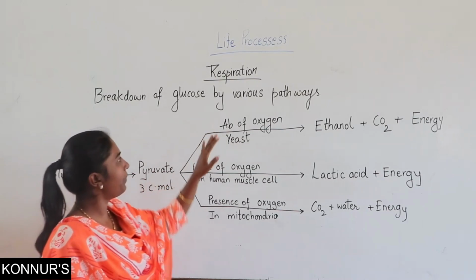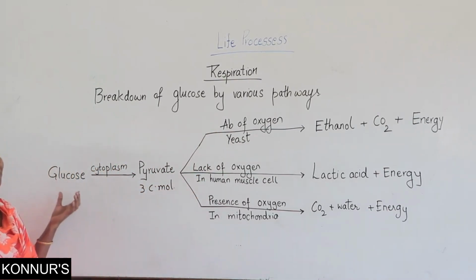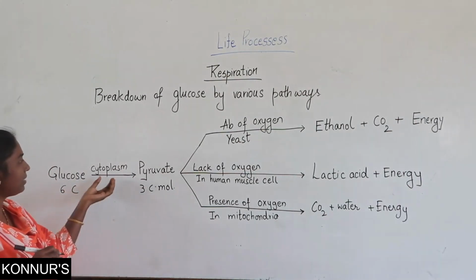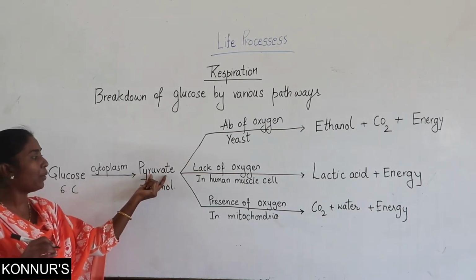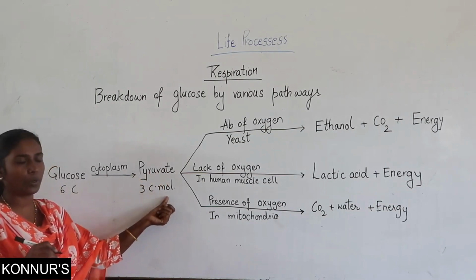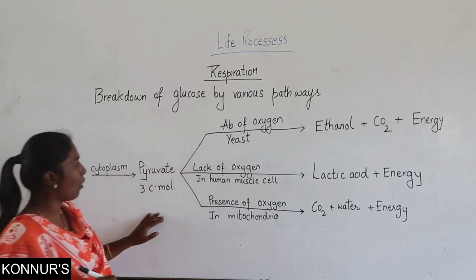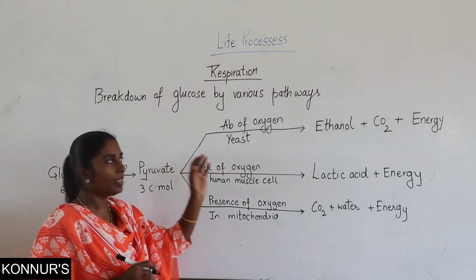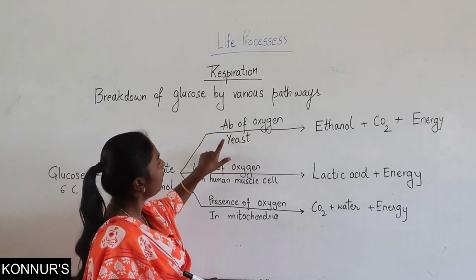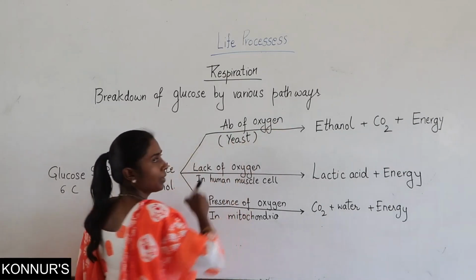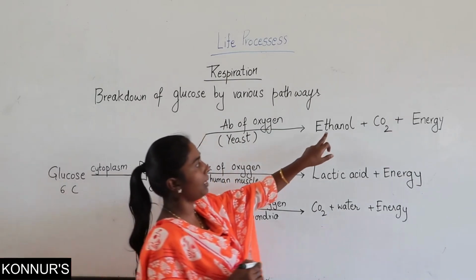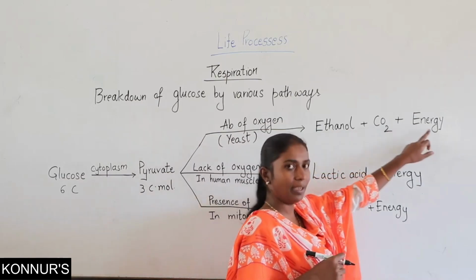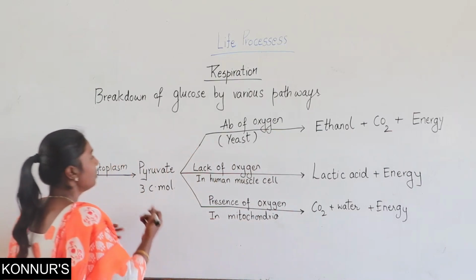So, breakdown of glucose by various pathways. As I said, glucose, which is a 6 carbon molecule, breaks down in the cytoplasm to form pyruvate, which is a 3 carbon molecule. Now what are the end products formed when this glucose is broken down in the absence of oxygen? Here the example we have taken is yeast. In this reaction, the end products are ethanol, which is a 2 carbon molecule, and carbon dioxide, and along with it energy is released. So this is the first one.